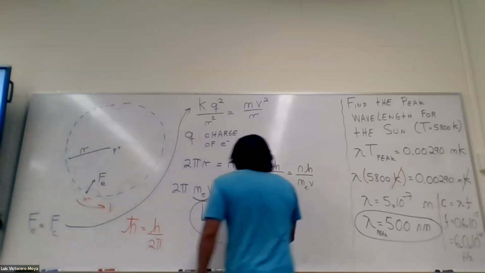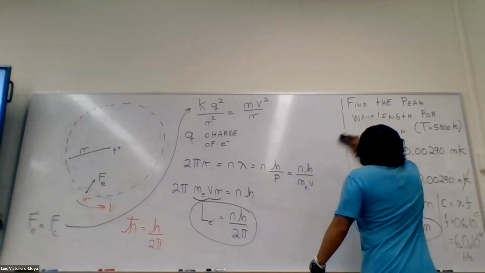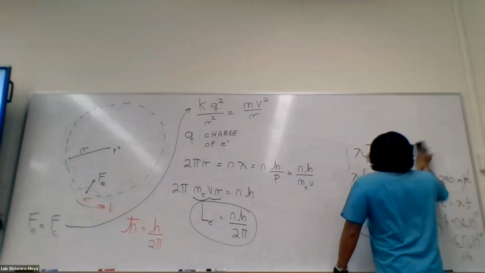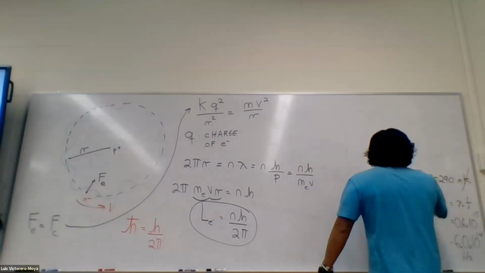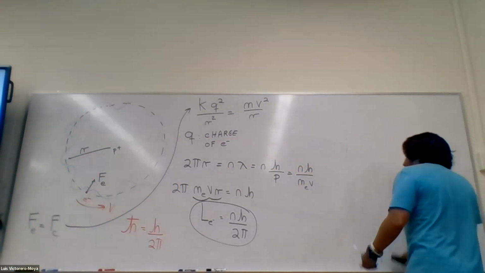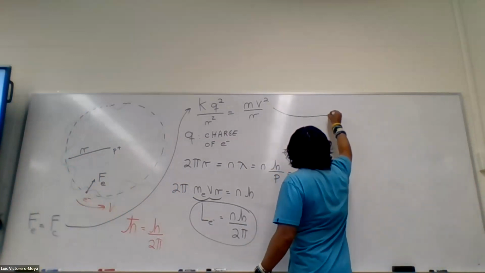Now, how do I find the radius? Well, from this and this, I can find the Bohr radius. And the Bohr radius was a very important result at the end of the 1920s. Because it basically shows you that that's where you will find the electron.